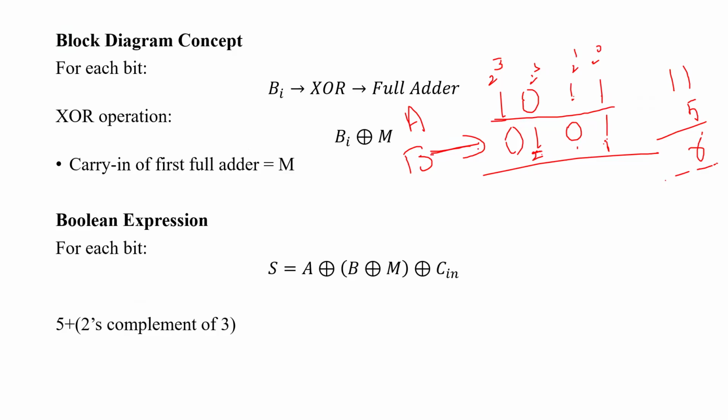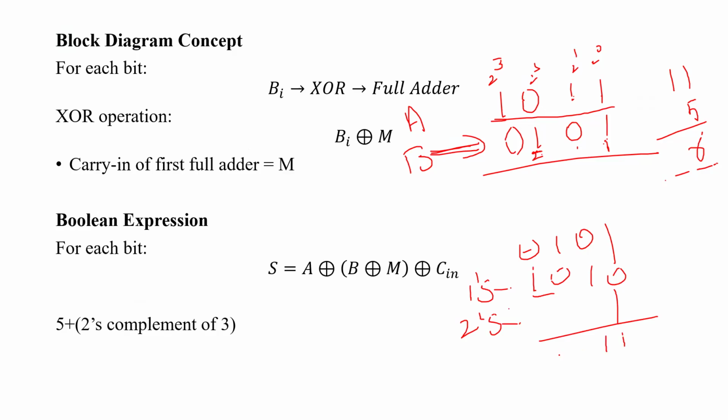First, I have to take B's 2's complement. So B is 0, 1, 0, 1. What is the 2's complement? First we take the 1's complement, which is the negation: 1, 0, 1, 0. Next, 2's complement means, as I said, for this number I have to add 1. So we get 1, 1, 0, 1.